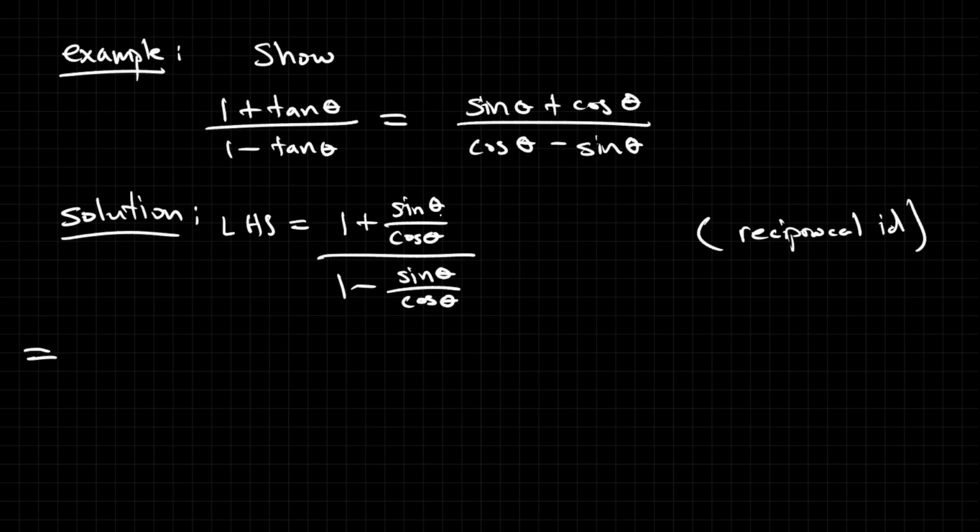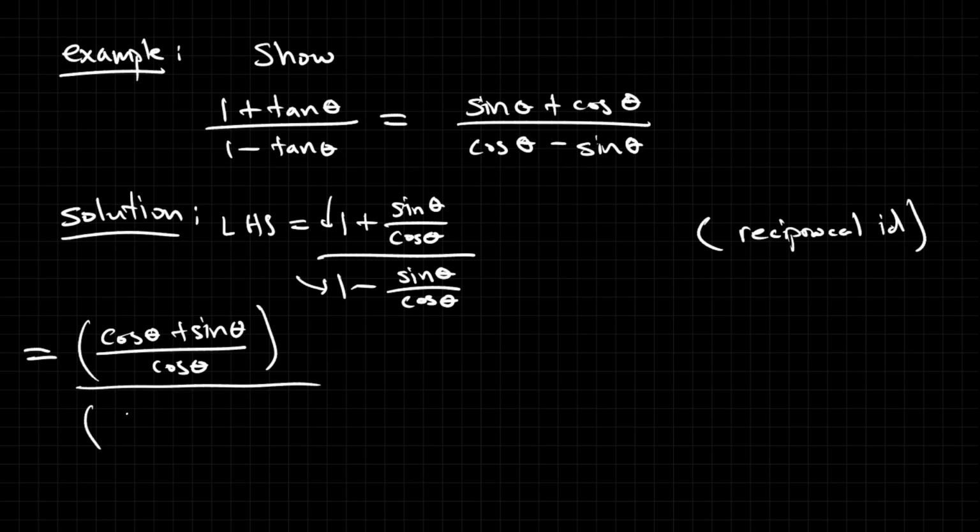So in order to do that, I need to get a common denominator of cosine theta in the numerator and denominator. So multiply this 1 by cosine theta over cosine theta and this 1 by cosine theta over cosine theta. That will get me cosine theta plus sine theta divided by cosine theta in the numerator, and in the denominator, I would get, let's see, cosine theta minus sine theta divided by cosine theta. Okay, so this is just common denominators.